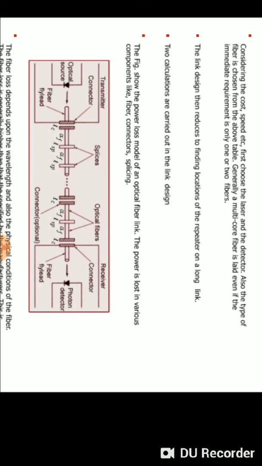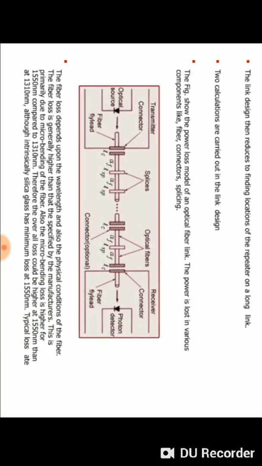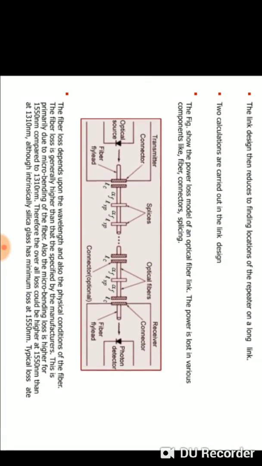All these components have some power loss. Suppose X is the power transmitted by the transmitter and Y is the power received at the receiver. The value of Y is obviously less than X, and the parameters because of which the power is reduced are shown in the diagram. Power loss takes place because of splices, because of connectors, and because of the different loss mechanisms that we have seen in the case of optical fibers.